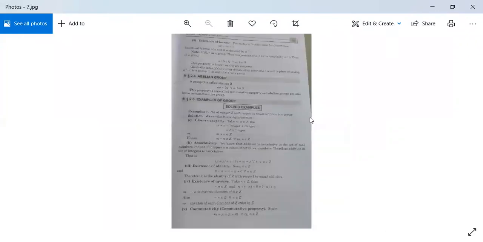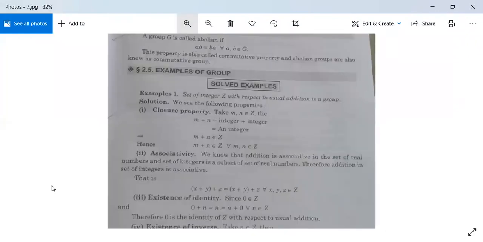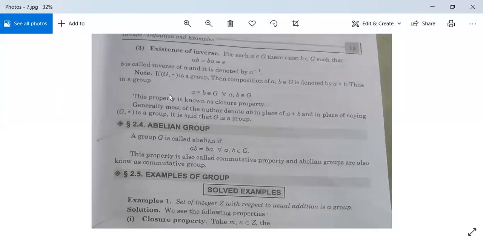दो प्रॉपर्टी हुआ. फिर थर्ड है तुम्हारा existence of inverse, means for each A in G there exists B in G such that AB is equal to BA is equal to e. AB means A star B, BA means B star A. This B is called inverse of A and it is denoted by A inverse. Note, if (G, star) is a group, then composition of A, B in G is denoted by A star B. Thus, in a group, A star B belongs to G for all A, B in G, this property is known as closure property.